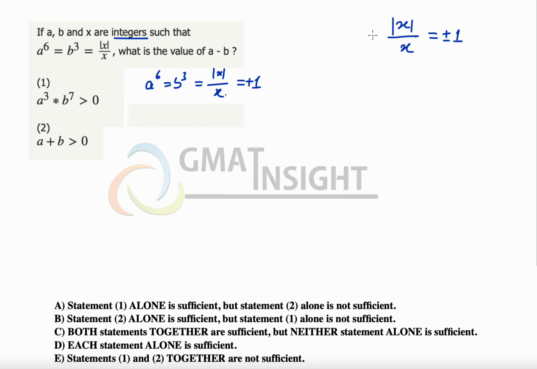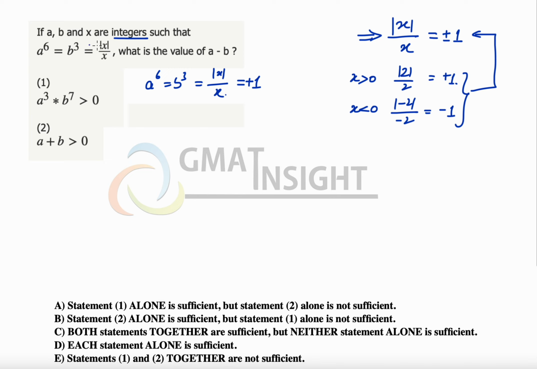Now let me re-emphasize this part once again. Why is it going to be plus 1 or minus 1? If I take x as anything positive, let's say 2, then mod of 2 over 2 is equal to plus 1. And if I take x as anything negative, for instance minus 2, then mod of minus 2 over minus 2 will be equal to minus 1. That's the reason why the result of mod x over x can never be anything other than plus 1 or minus 1, provided x is non-zero. The question should always mention that x is non-zero.